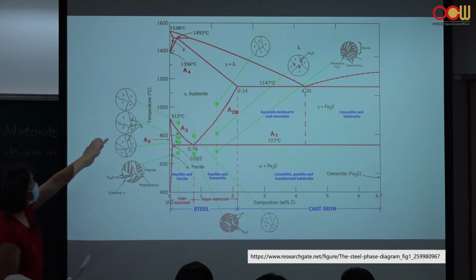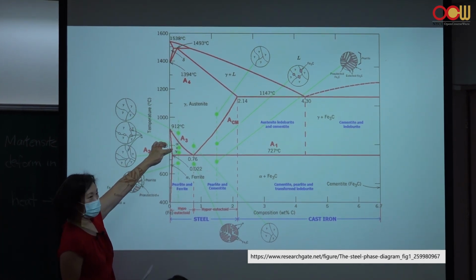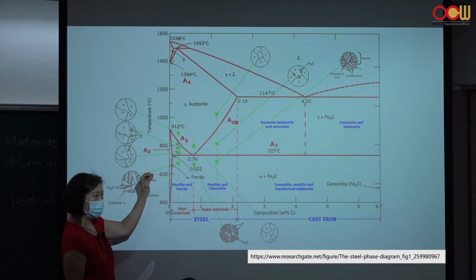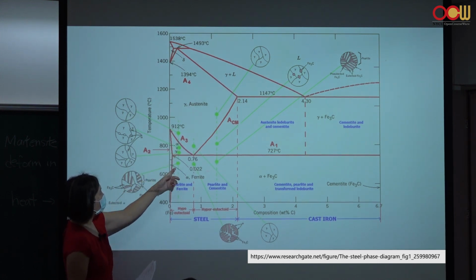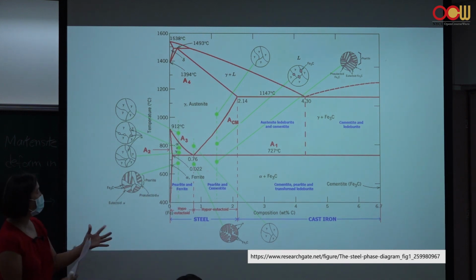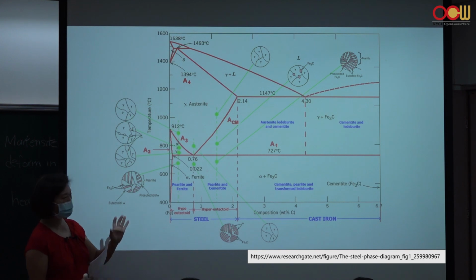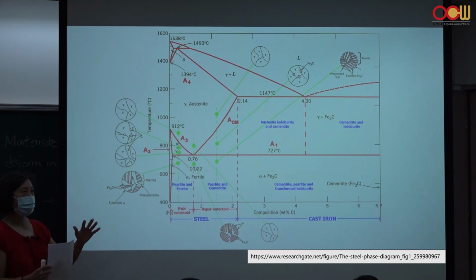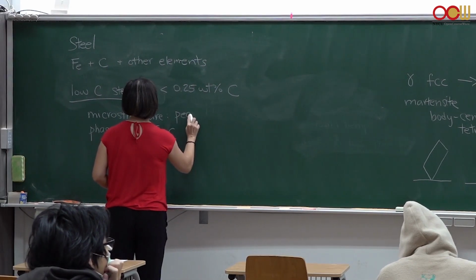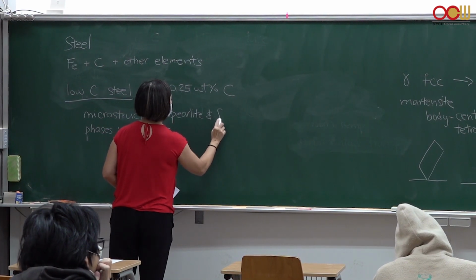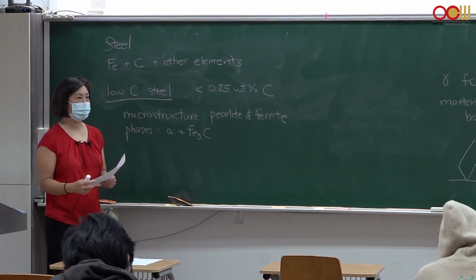Because as we lower the temperature from austenite, you get ferrite forming first, and those ferrite particles or phases stay, and then the rest that didn't convert into ferrite will convert into perlite, which is ferrite and cementite in layers. So you get perlite and ferrite. That's what you expect to have in a low carbon steel.